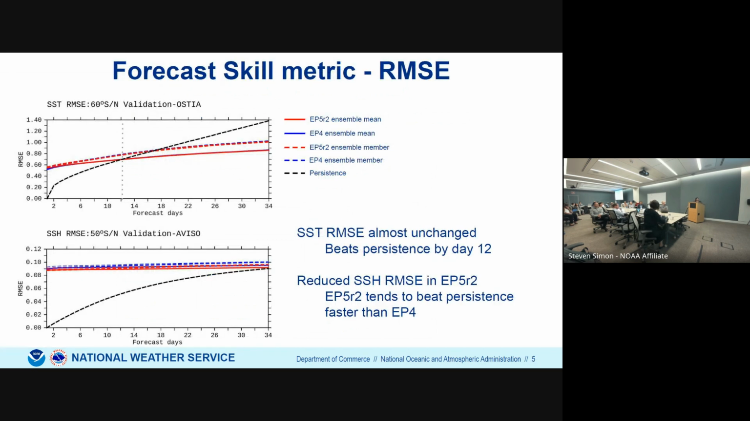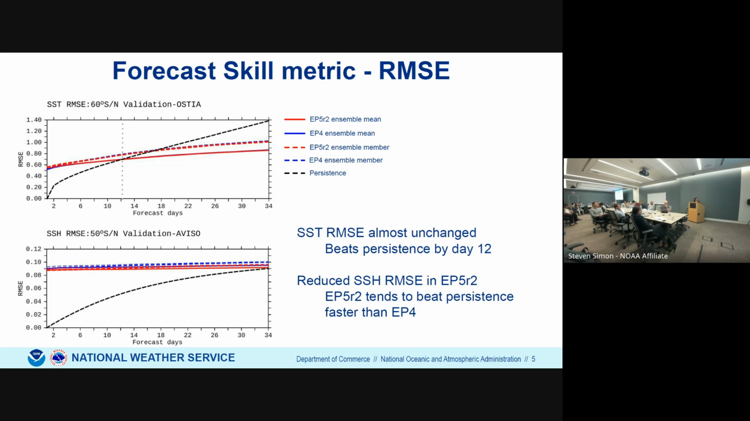This is showing the forecast scale metric, the root mean square error. In SST, the red color is from EP5R2 and the blue is EP4. The lines are ensemble means and the dashed are the individual ensemble members. The black dashed line here is the persistence calculated from the observation. For the SST, we use OSTIA, and clearly you see there is not much difference in the RMSE in SST between EP5R2 and EP4. However, it does beat persistence by D12.